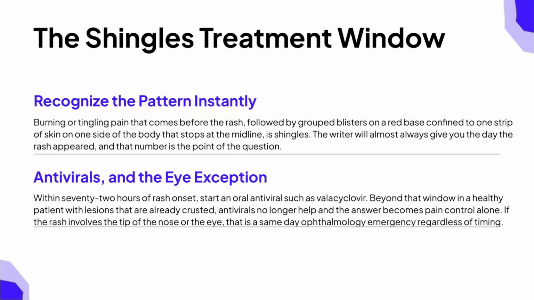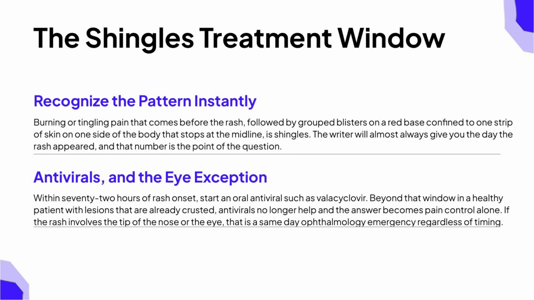Now let us shift to shingles, and the strategy here is about a number the writer will always give you. Recognize the pattern instantly. Burning or tingling pain that arrives before the rash, followed by grouped blisters on a red base, confined to one strip of skin on one side of the body, stopping cleanly at the midline. That is shingles, and the writer will almost always tell you exactly which day the rash appeared.